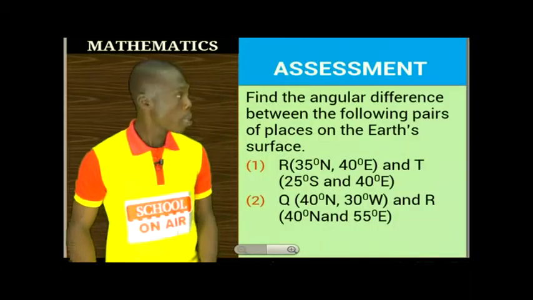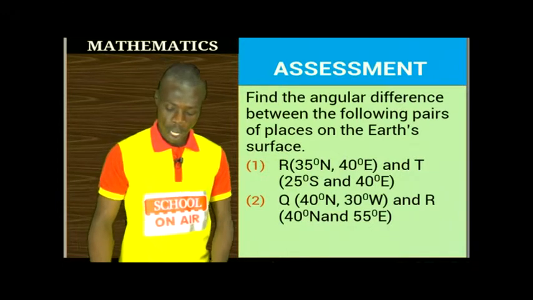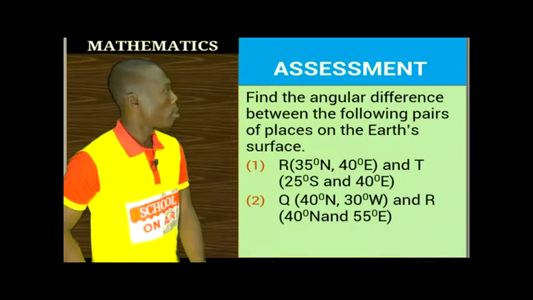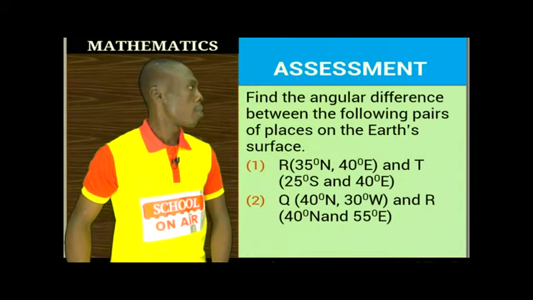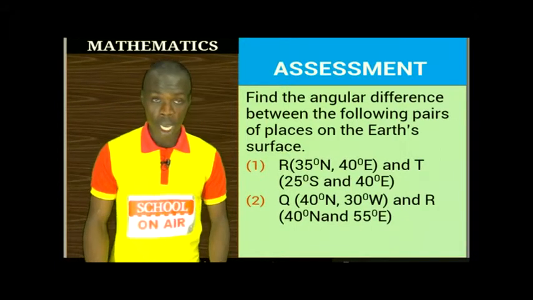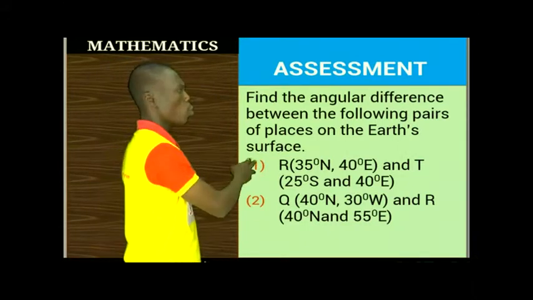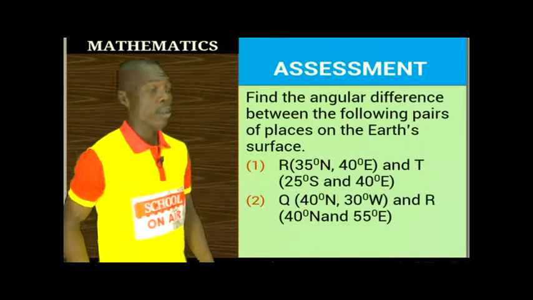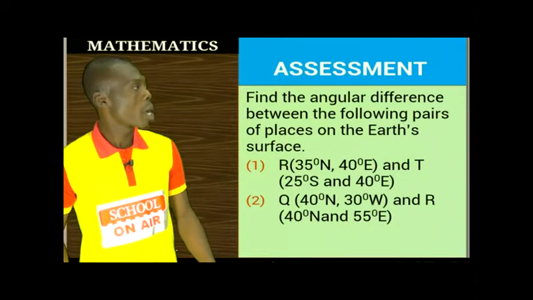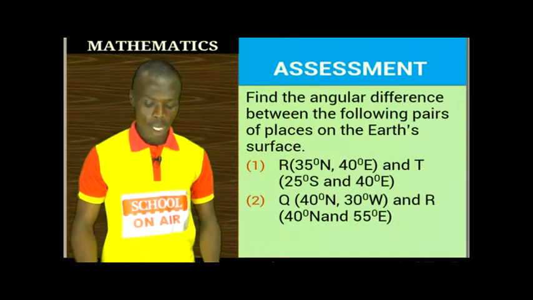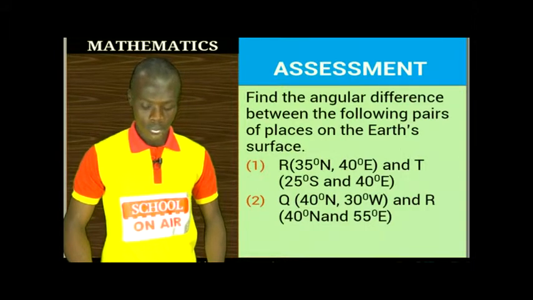Okay, so before we go today, take a look at these questions and try to lay your hand on them. They are very simple enough. You are to find the angular difference between the following pairs of places on the Earth's surface. So, what are those places and what are their coordinates? Let's have them. The first one, you have a position R, that is 35 degrees north, that's the latitude, and then 40 degrees east. And then we have a position T, that is on the latitude 25 degrees south, and then on longitude 40 degrees. So this is a simple one.